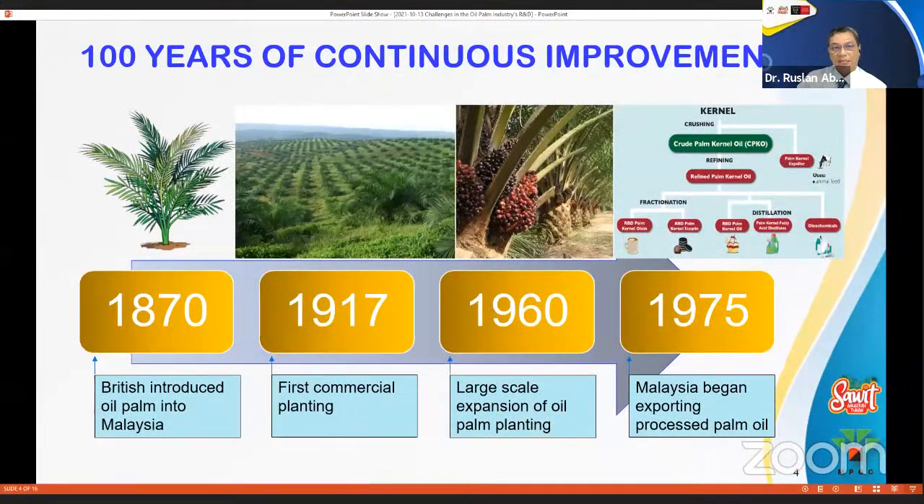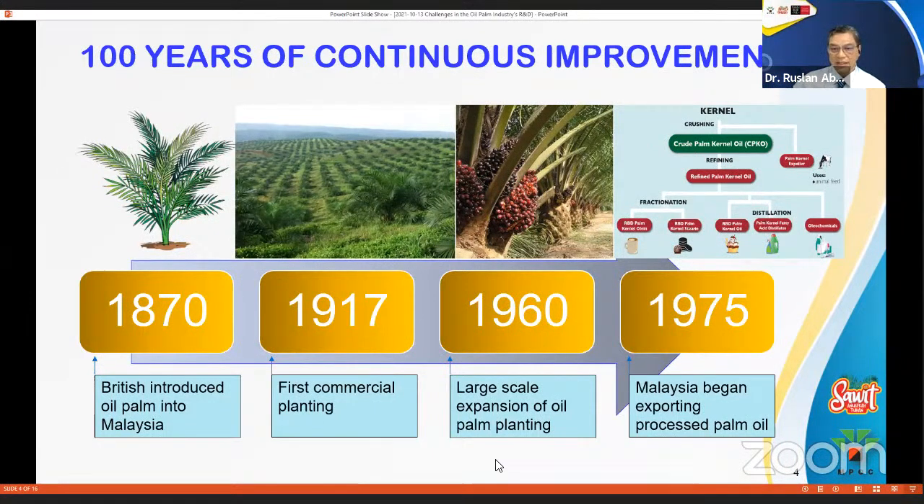Let us go back to the history. Since the first commercial oil palm tree was planted in 1917, now it's 2021. So we have got more than 100 years of continuous improvement. As I said just now, the oil palm tree was first introduced by the British into Malaya, and then it went for commercial planting in 1917.